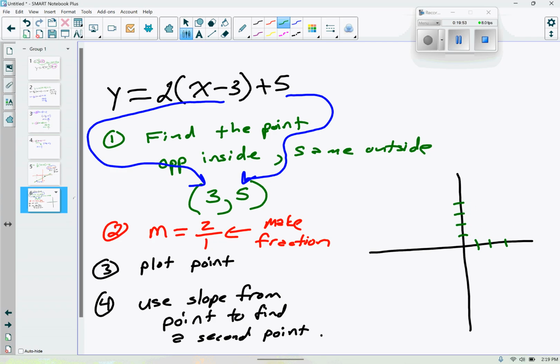Does everybody check off on the green so far? The red, find the slope. So from here, I'm going to go down 2, right 1. Okay, plot the point. And you use the slope from the original point to draw yourself into your line. Okay, so that's the steps that we're using right there. You might want to take a picture of that, okay?